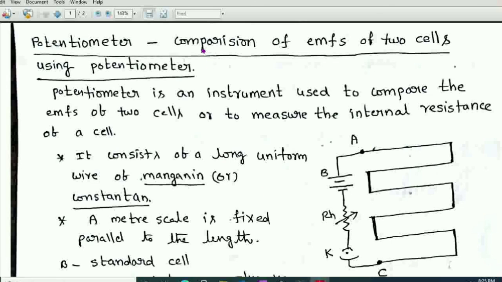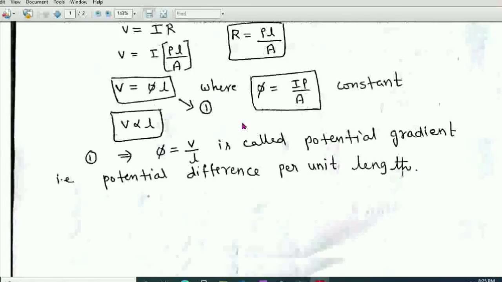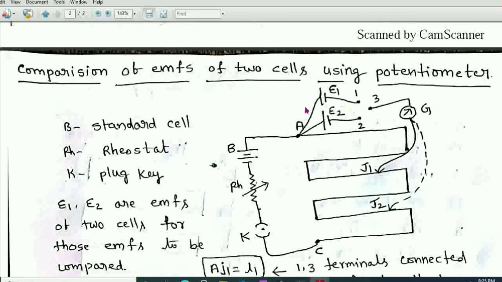So next is the comparison of EMFs of two cells using a potentiometer. For that, let us consider this figure: comparison of EMFs of two cells using a potentiometer. This is the circuit diagram, and by using this we can compare the EMFs of the two cells. Let us discuss the circuit diagram first.